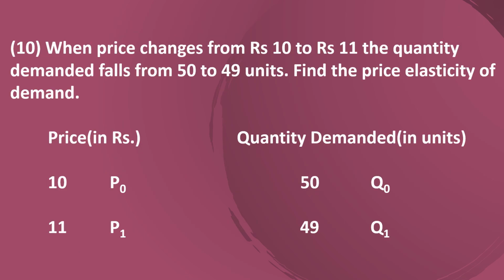Here is another problem which is worded, but you have to put it in the form of columns as shown in the slide. Let's read the problem. When price changes from rupees 10, which is the original price, to rupees 11, which is the new price, the quantity demanded falls from 50, which is the original quantity demanded, to 49 units, which is the new quantity demanded. And then you have to find the price elasticity of demand.